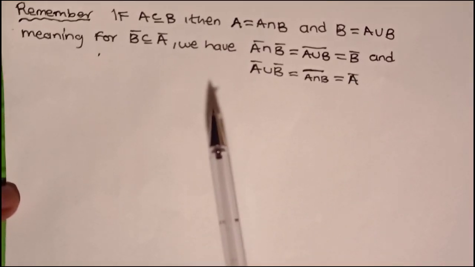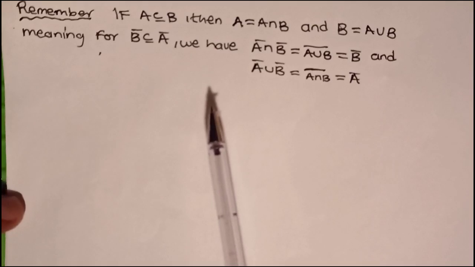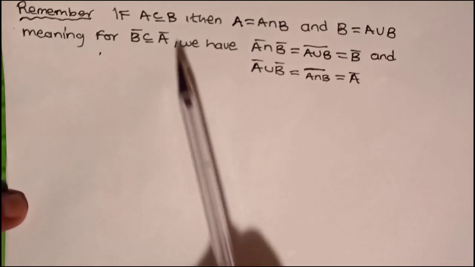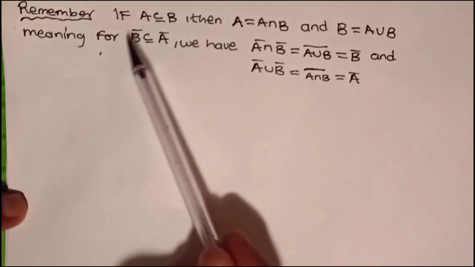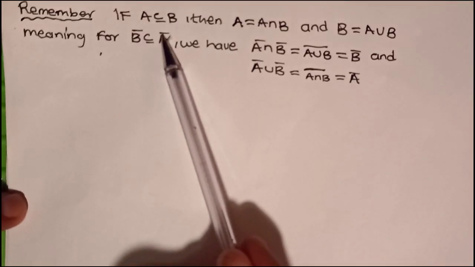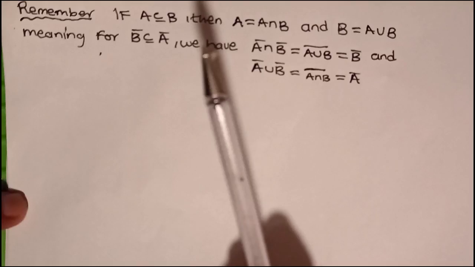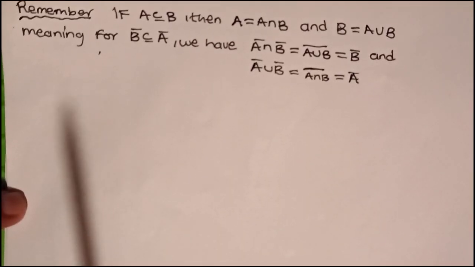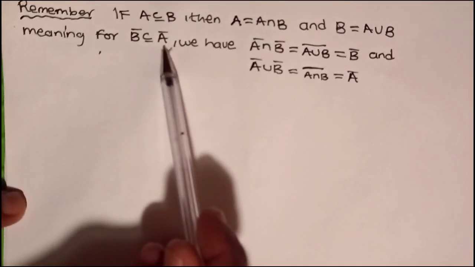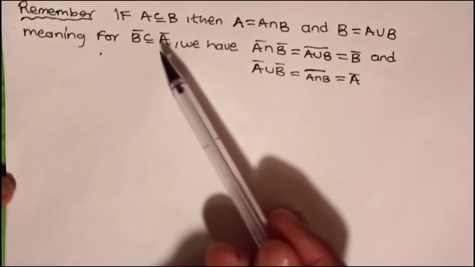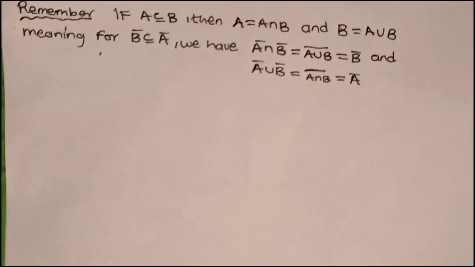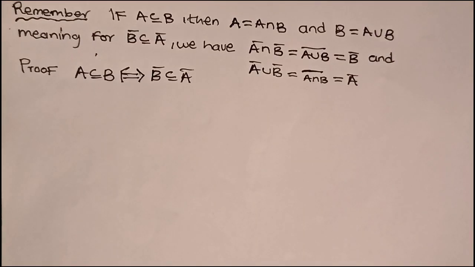So due to this reason, we are able to prove that A is a subset of B if and only if B complement is a subset of A complement. Or we can also show that if this is the case, then this is the case, because these two are related. So the proof goes this way.